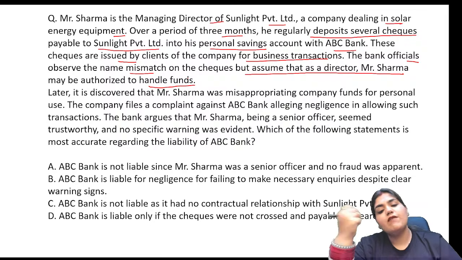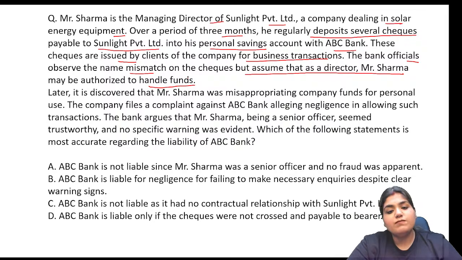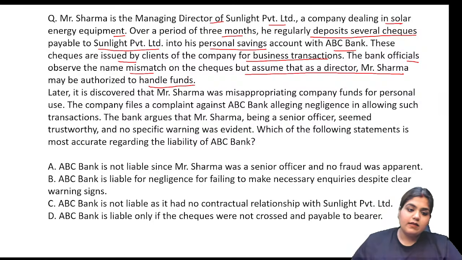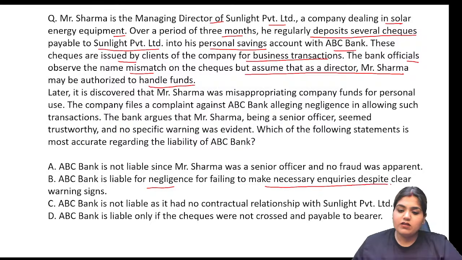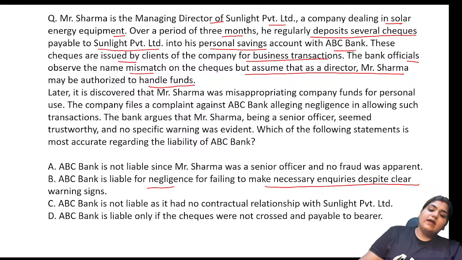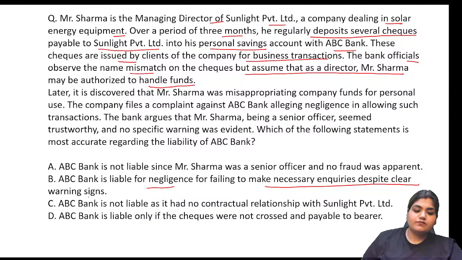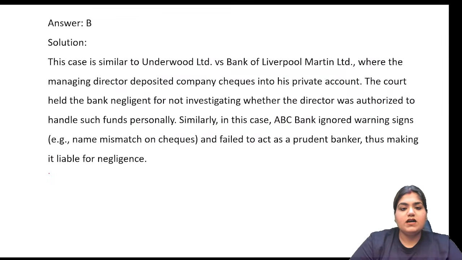Assumptions are never good. Assumptions make the bank liable. The bank will be liable in this situation. You read the paragraph, you will find that the bank was negligent, and the bank will be liable. The answer will be B. The bank is liable for negligence for failing to make necessary inquiry despite clear warnings. B is the correct answer.